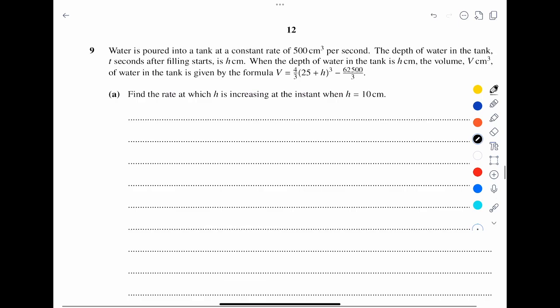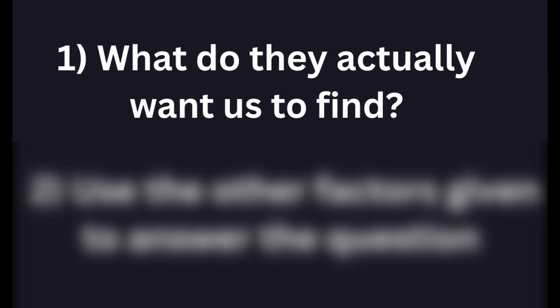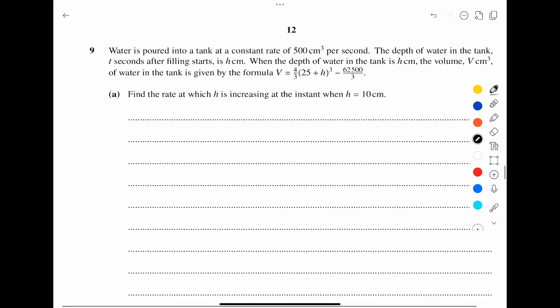Now this question represents a standard worded differential equation type of problem. The trick with these is to figure out what it wants us to find, for example dy by dx, and then from there use the other factors given to answer the question. Let's start with a question. What does it want us to find? Now it won't tell us mathematically, but it does tell us in words, which we then have to decipher.